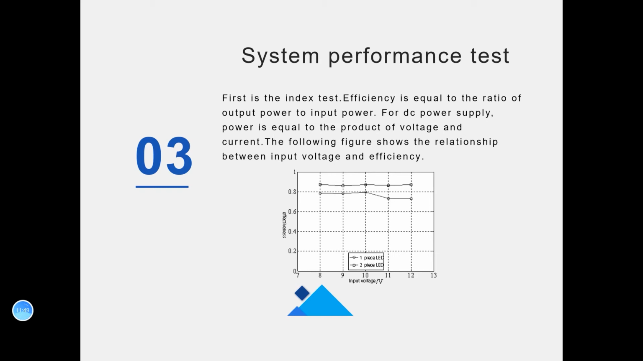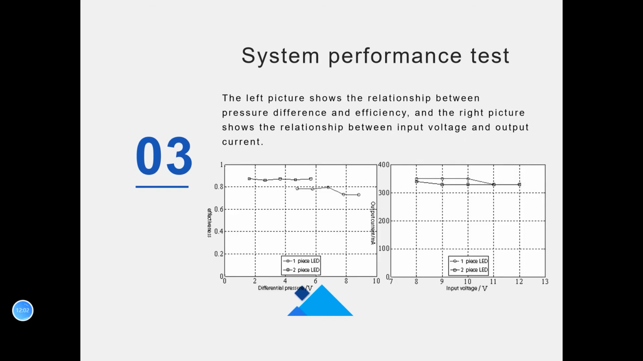As the picture shows, the efficiency of two 1-watt power LEDs driven by the expansion board is higher than that of one 1-watt power LED driven by the expansion board. Look at the picture on the left. It shows that the efficiency is related to the pressure difference and the load, and the pressure difference caused by the load should be considered comprehensively to obtain high efficiency.